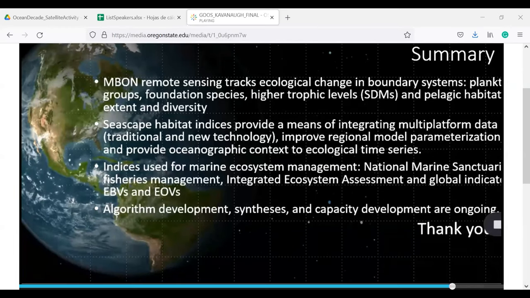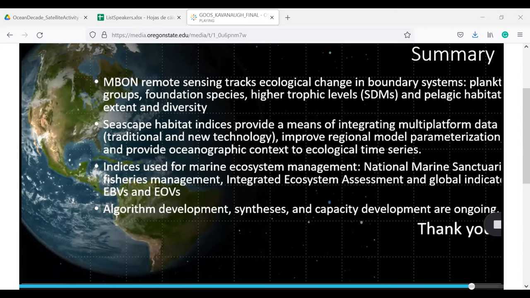So to summarize, MBON remote sensing tracks ecological change in boundary systems. Our current focus is on developing phytoplankton functional group algorithms, monitoring foundation species, monitoring higher trophic levels through species distribution models, as well as tracking dynamic pelagic habitat extent and diversity through seascapes. Seascape habitat indices provide a means of integrating multi-platform data, both traditional as well as new technology, which I didn't have enough time to talk about today.